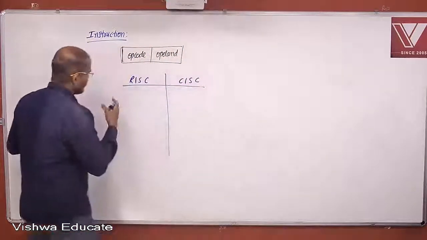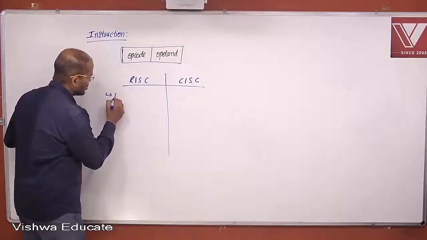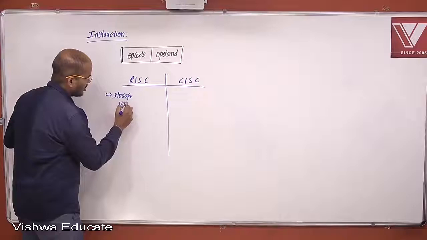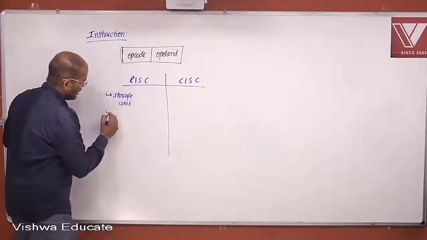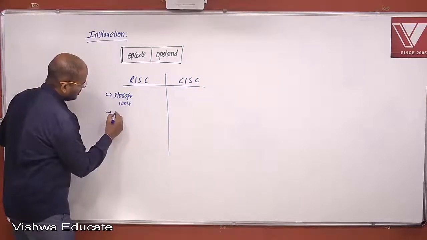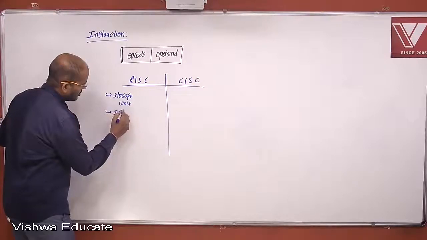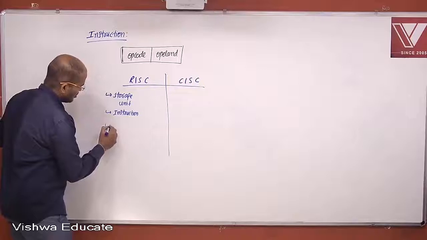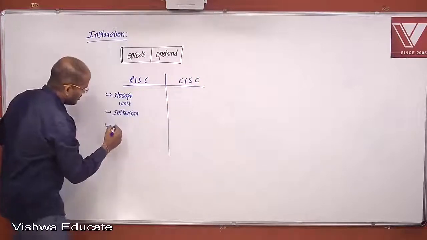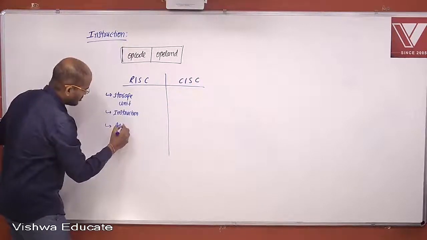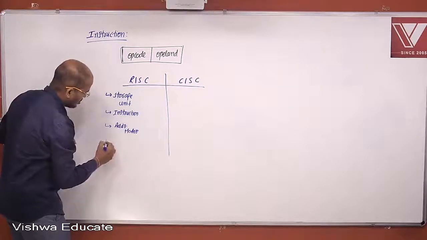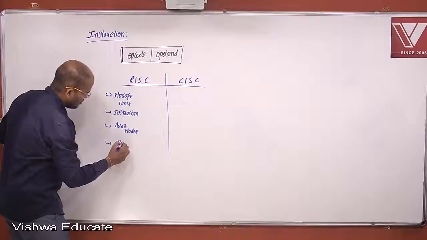So the first one is the storage unit, the second one is instruction, the third one is addressing modes, and the next one is flexibility.